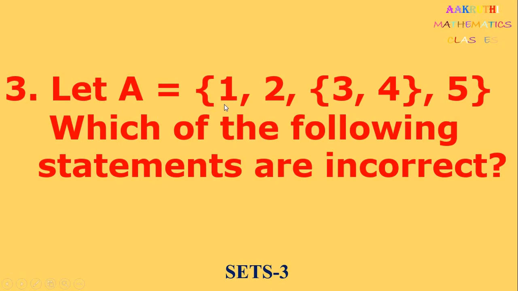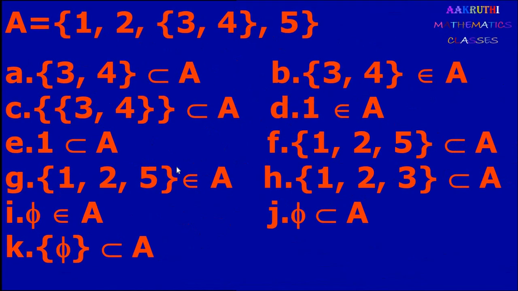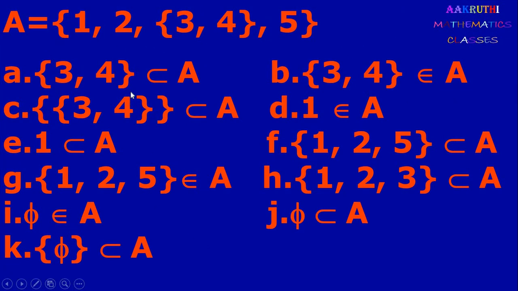Next problem, let A equal to the set {1, 2, {3, 4}, 5}. Which of the following statements are correct? Here many statements are given. You have to write whether it is correct or wrong. First one, it is {3, 4}. It is a subset of A. Now here {3, 4}. It is one element. Now here 3 is not present here. So 3 is one element, but it is not present here. So therefore writing {3, 4} subset of A, it is wrong. 3 is not an element of set A. 4 is also not an element of set A. That is, {3, 4} is one set. Writing {3, 4} subset of A, it is wrong.